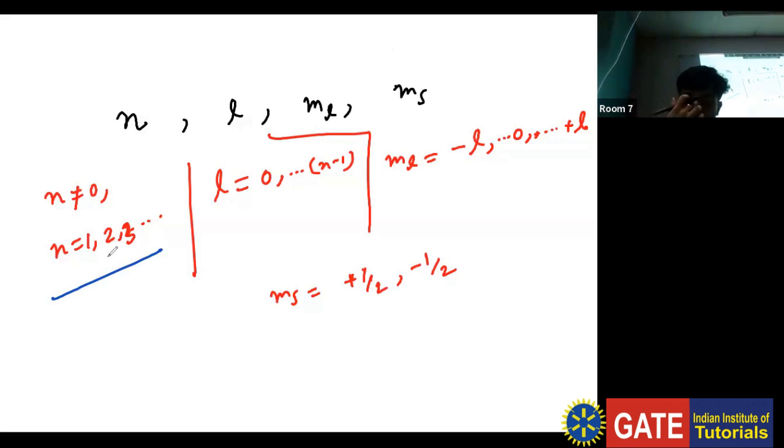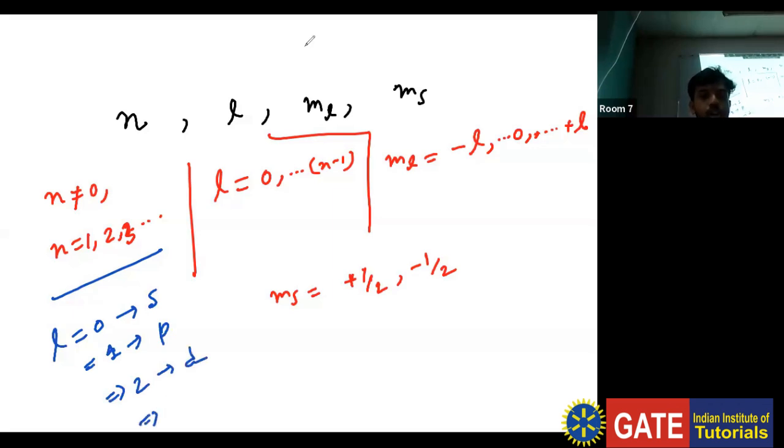Ms value is plus half and minus half. Now I'll give you an example. If L is equal to 0, we call it S. Note it down, if you might forget. L is equal to 1, it is called P. If L is equal to 2, it is called D. L is equal to 3, it is called F. S, P, D, and F.